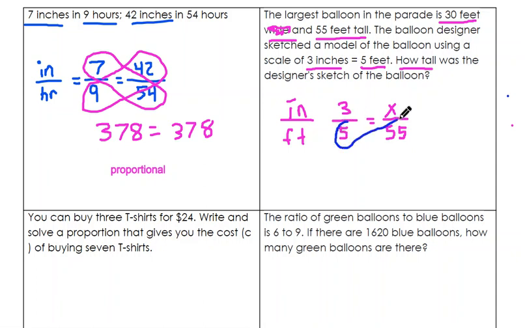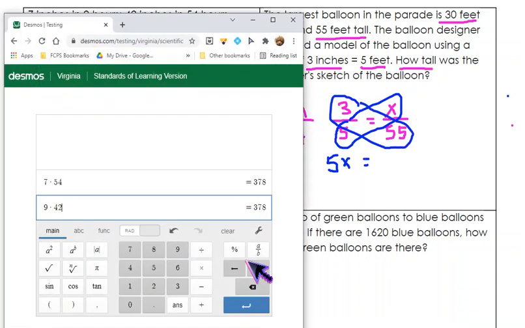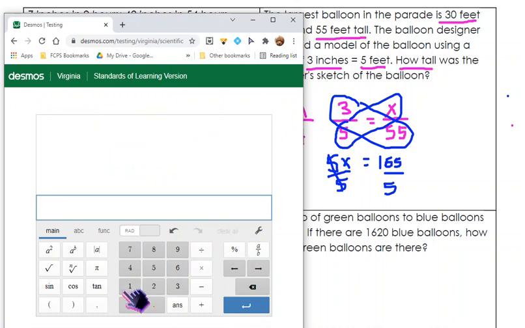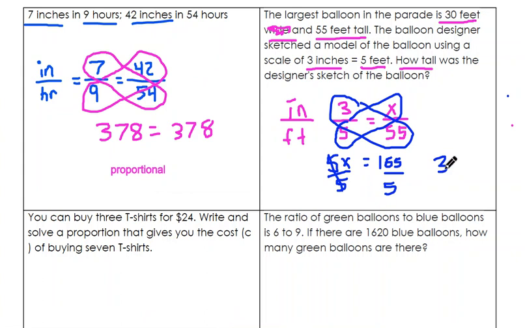So then I would cross multiply. 5 times X gives me 5X. 3 times 55 is, I don't know, so I'm going to use my calculator. 3 times 55 gives me 165. So then I can divide by 5 to figure out what my inches are. Divide by 5, divide by 5. 165 divided by 5 gives me 33. So this would be 33.